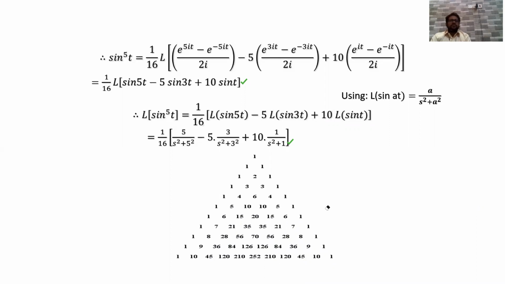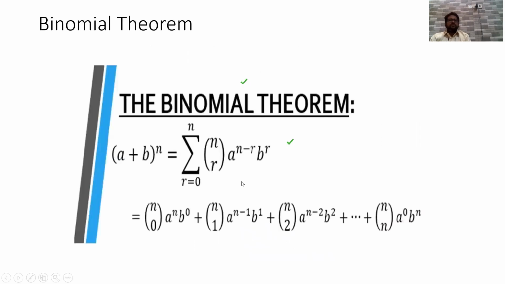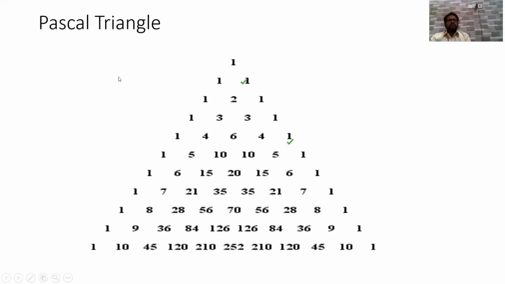And these are the Pascal triangles and the binomial theorem. In the binomial theorem, (a plus b) raised to n equals nC0 a raised to n b raised to 0, plus nC1 a raised to n minus 1 b raised to 1, plus nC2 a raised to n minus 2 b square, and so on up to nCn a raised to 0 b raised to n. So we can solve by the expansion of the binomial theorem also, and these are the Pascal triangles. I have already explained how to draw the Pascal triangles.